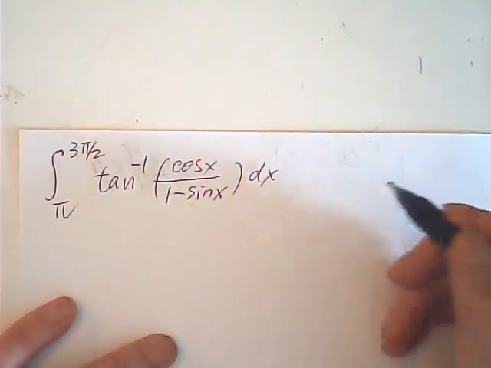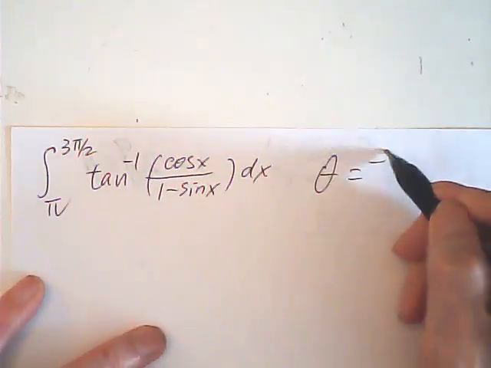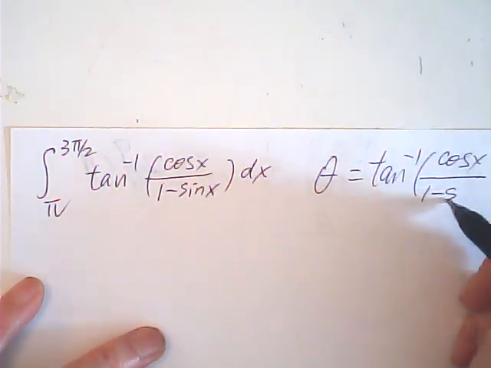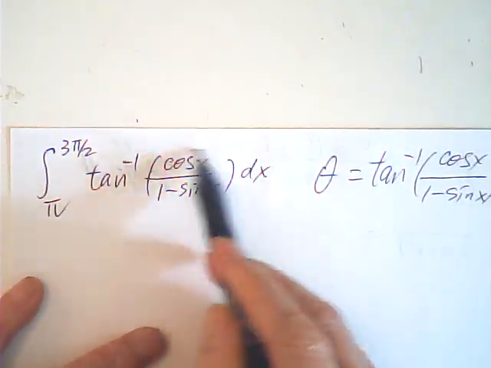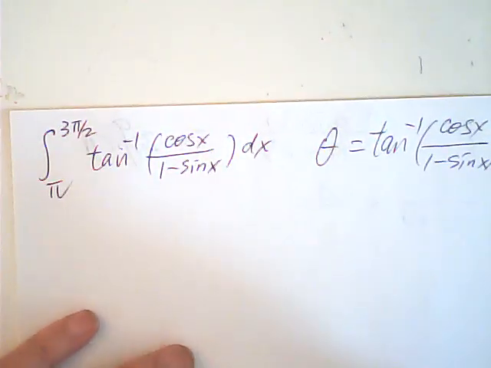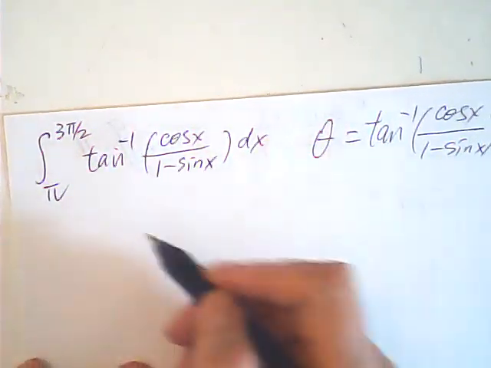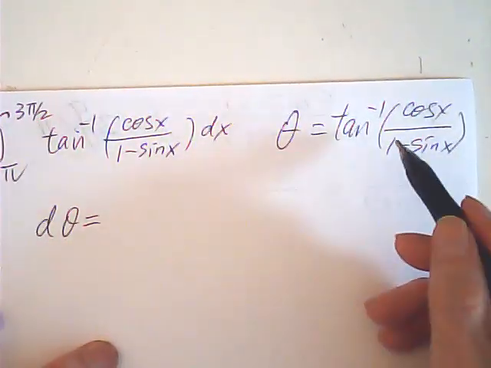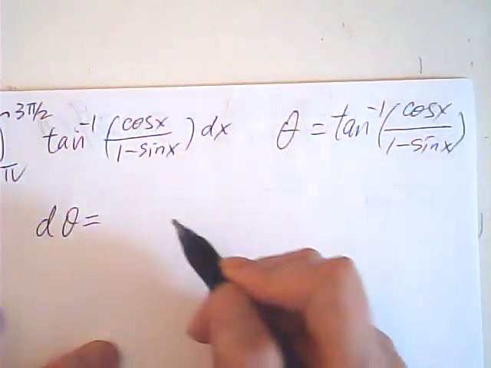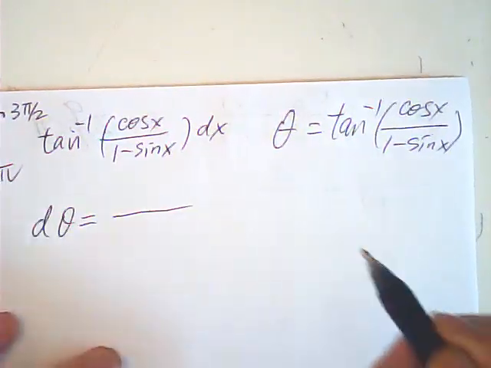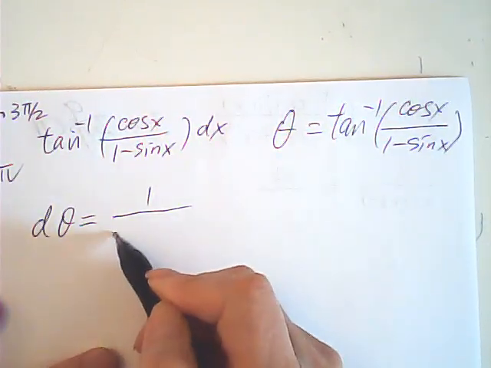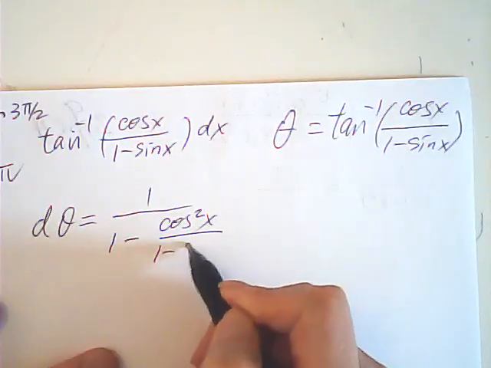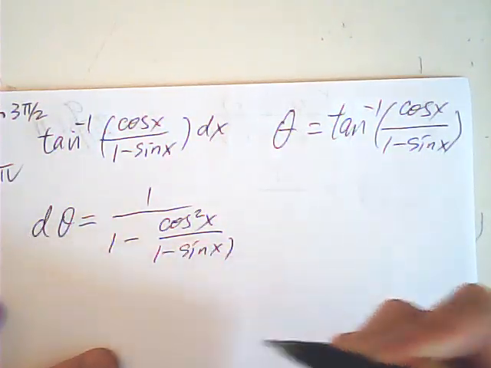So I let theta be arctangent of cosine over 1 minus sine. But I know that this is just an angle, right? Then for d theta, I take the derivative of both sides, this side with respect to x, so it will be equal to 1 over 1 plus cosine square x over 1 minus sine x squared, right?